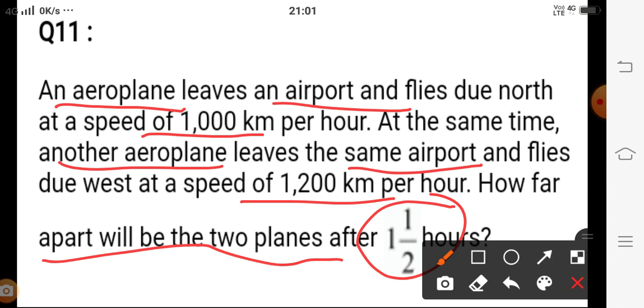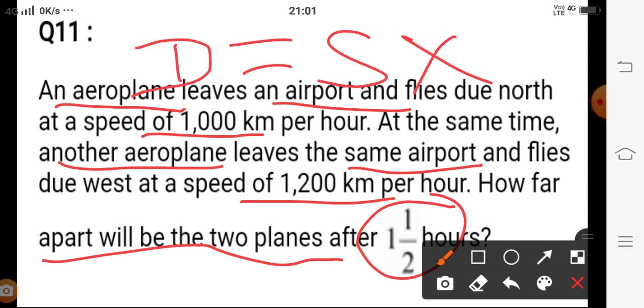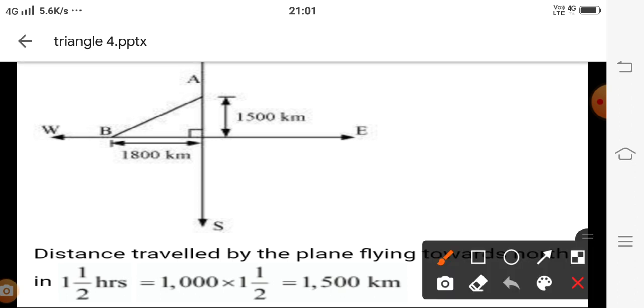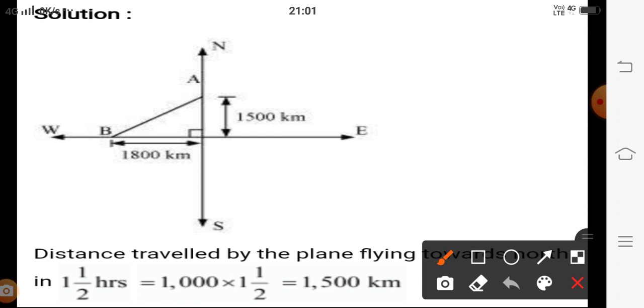What we are observing in this question is that speed is given and time is given, and if speed and time are given, then we have the relation distance is equal to speed into time, meaning we are able to find the distance. According to the question, if you draw the rough diagram for this in the directions, and use the relation distance is equal to speed into time, then we get these distances.